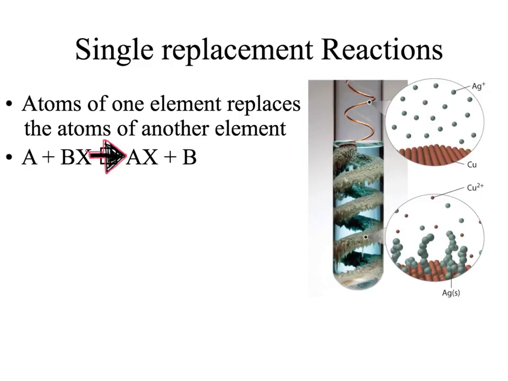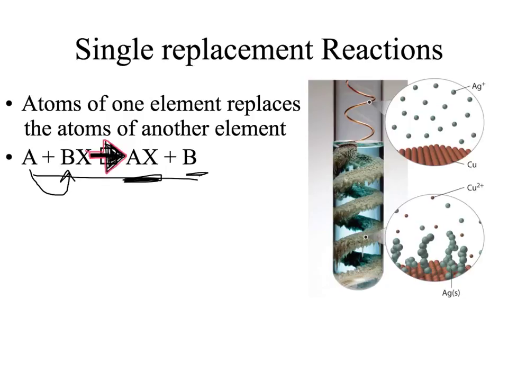The first one we're going to talk about is a single replacement reaction. With a single replacement reaction, we're going to have the atom of one element replacing the atoms of another element. This is simplified by the reaction here. The element A is going to go in and bump element B out. Therefore, the new compound is compound AX, and the leftover element is B.